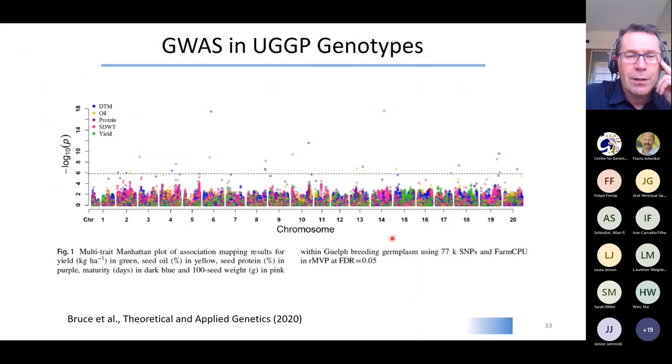Then we also carried out the GWAS analysis in the panel, using 77,000 SNPs and FarmCPU, and we have discovered numerous marker-trait associations for days to maturity (DTM), oil content, protein content, seed weight, which is a measure of seed size, and yield. Some of these hits were published before, and others were novel for yield or for protein that had never been discovered before. And that's an important piece of information for soybean breeders in North America to improve their breeding for these traits in soybean.